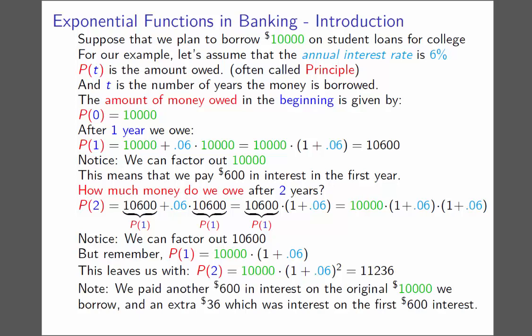Notice, we paid another $600 in interest on the original $10,000 we owed, and an extra $36, which was the interest on the first $600 of interest. So we were paying interest on the interest. This interest earned on previous interest is called compound interest.